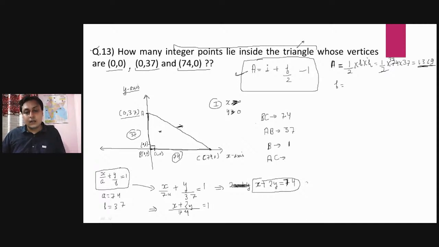That means x should be greater than 0 and y should be greater than 0, because all the points on this line should be positive, meaning the values of x and y should be positive, because this line is in the first quadrant, right?